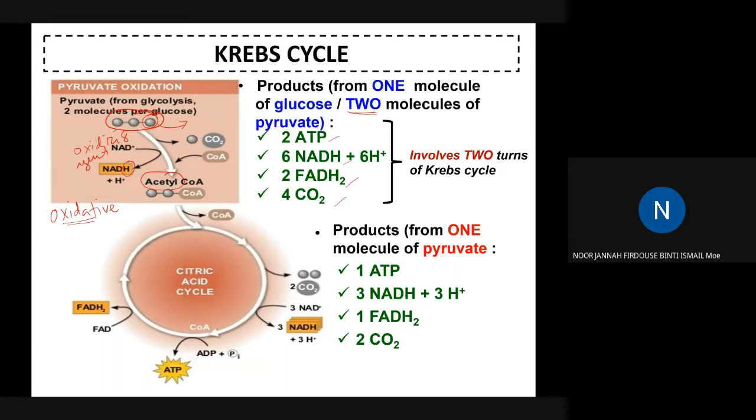So NAD plus receives hydrogen molecule, then pyruvate releases carbon dioxide, and at the same time another coenzyme A will be attached to the intermediate product that has only two carbons. So these two carbon molecule attached to a coenzyme A, thus it is named acetyl-CoA. Acetyl-CoA will be ready for Krebs cycle.